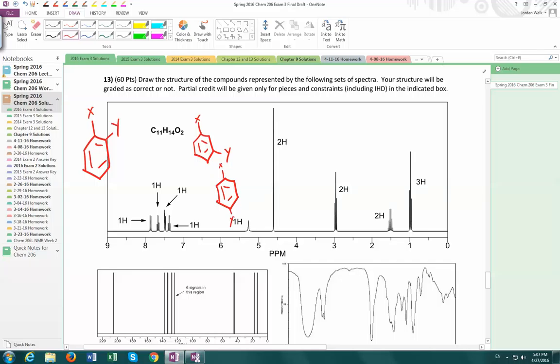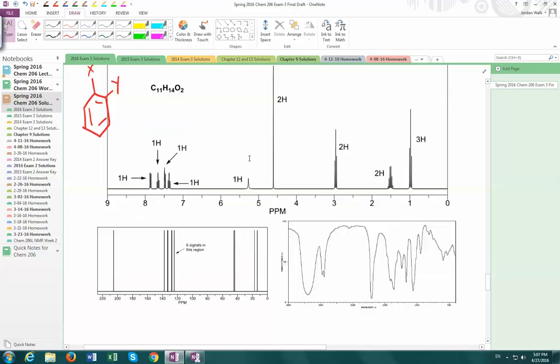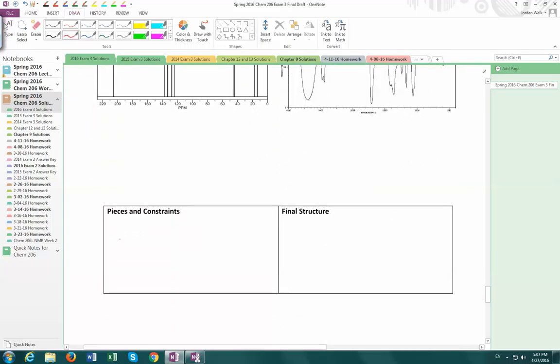And so if we've got 4 signals, it's clearly not going to be this one, right? Because in that case we only have 2 kinds of protons. That pretty much makes it either ortho or meta. Looking up here, one of these should be a singlet, and we don't have any singlets. So what that tells us is that we've almost certainly got an ortho splitting pattern of some kind. So that's fragment number 1.